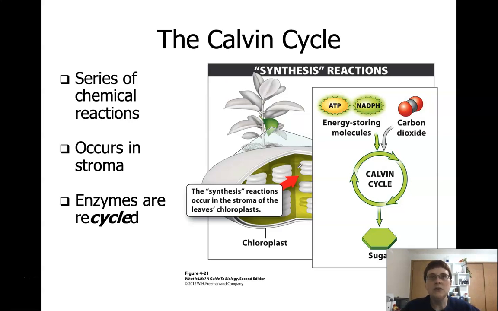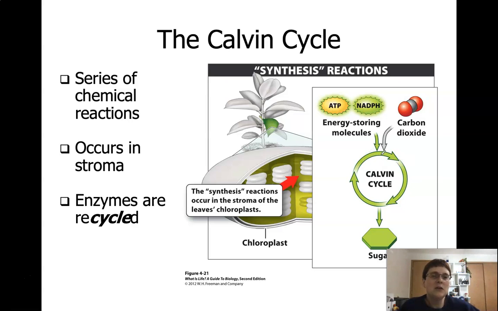And it's going to use enzymes. Remember, enzymes are those guys that put stuff together and take stuff apart. Well, we're going to use those enzymes to do that, to take molecules together, take molecules apart and put them back together in this cycle.